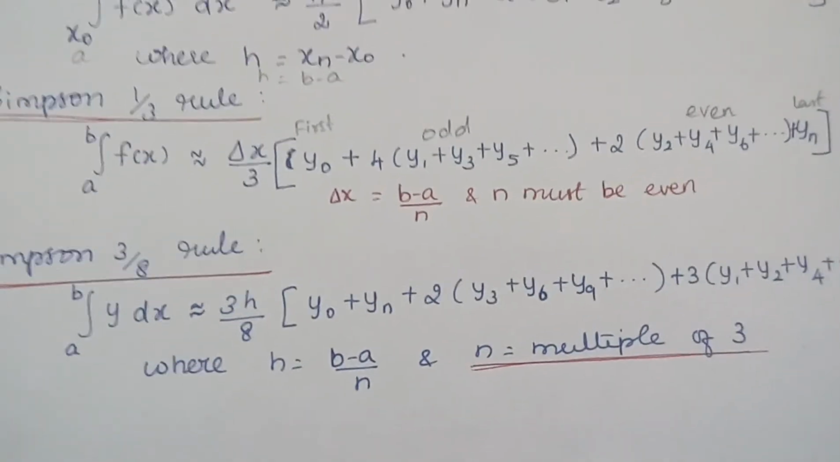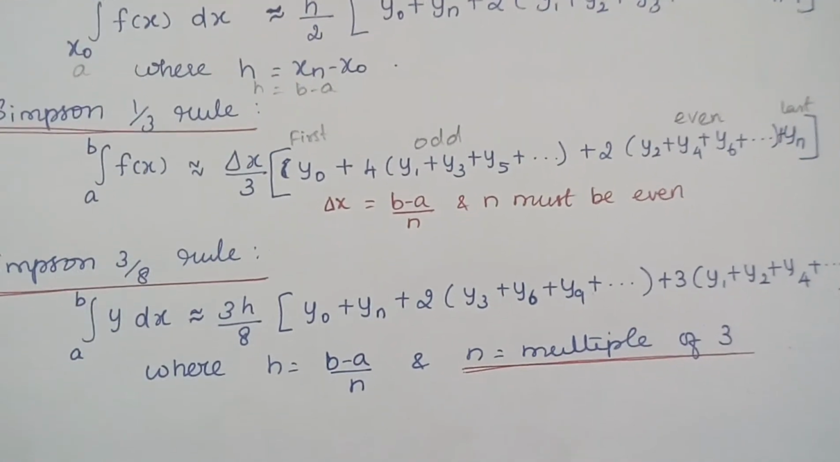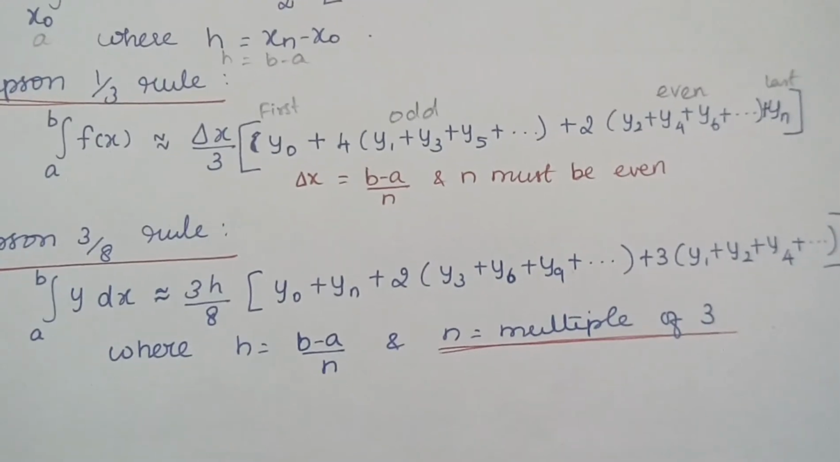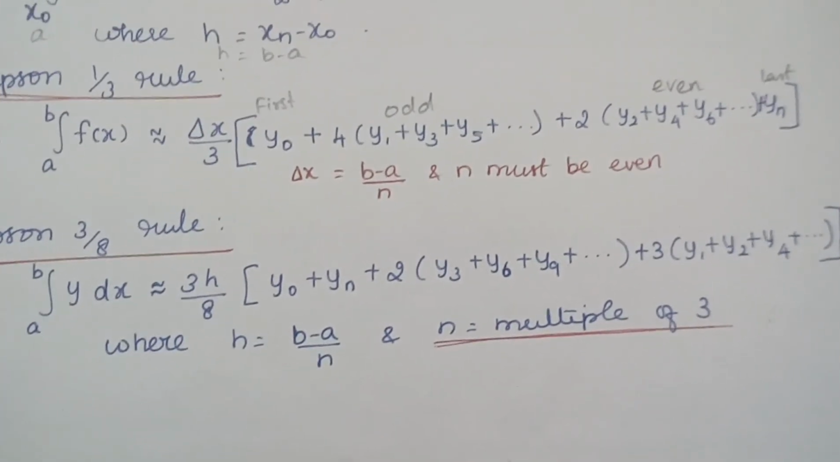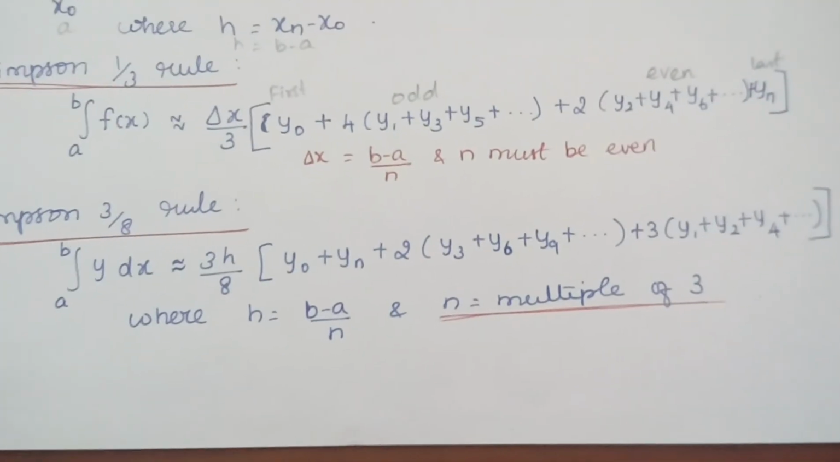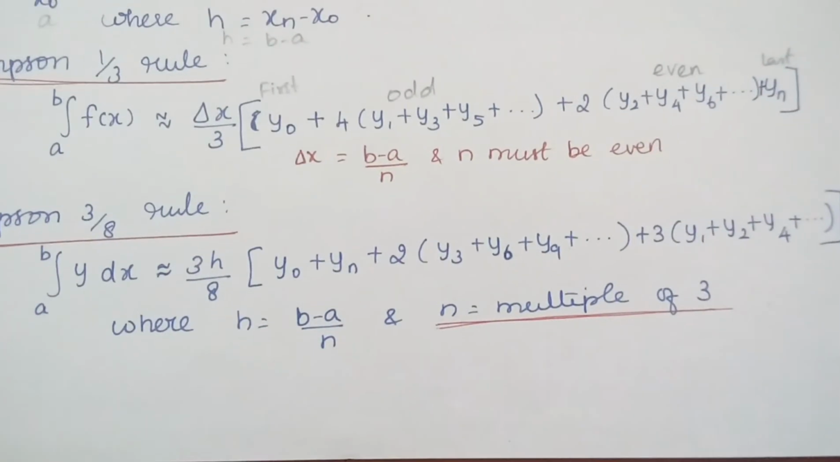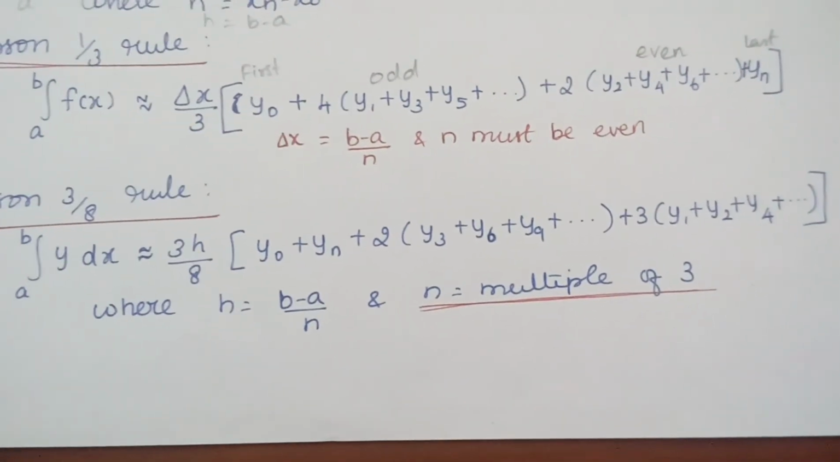Again I repeat, whereas 1/3 ரூலில் வந்து என்னங்கிறது வந்து ஈவன் நம்பராக இருக்கும், whereas in 3/8 ரூலில் என்னங்கிறது மல்டிபிள் ஆஃப் 3. ஃபார் எக்ஸாம்பிள் n is equal to 6, n is equal to 9, n is equal to 12. அந்த மாதிரி இருந்ததுன்னா we can apply it here. Okay, there we are using only for the even numbers. Here we have to use only for the multiples of 3.